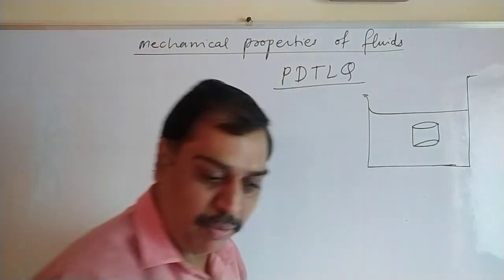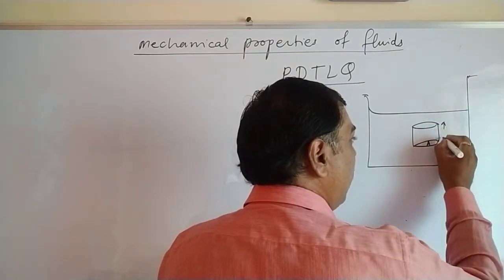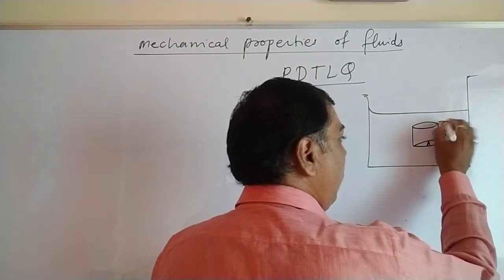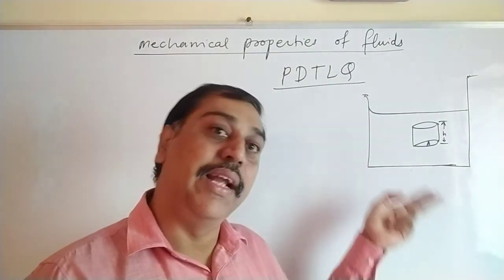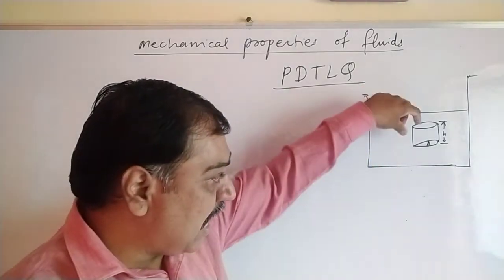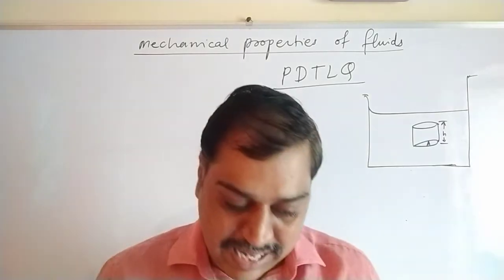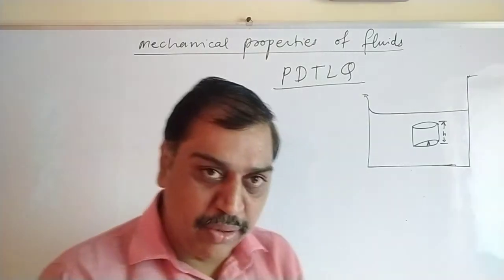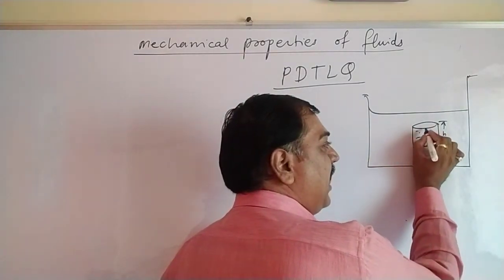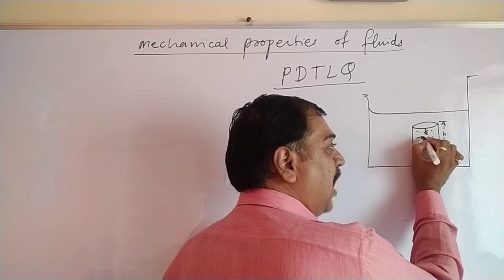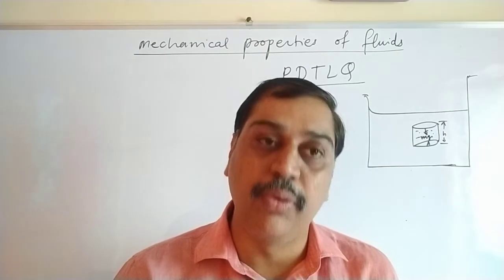Suppose such a cylinder was kept in this fluid, whose area at the bottom is A and its height is H. That cylinder was kept in a fluid in a beaker. Now under this condition, whatever fluid is inside this cylinder has some mass, so it will exert a downward force due to gravity. Mg will act on it.